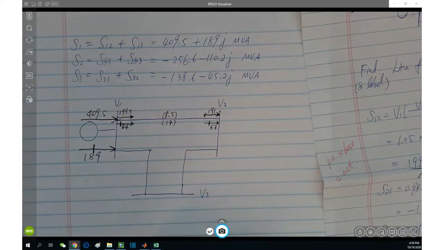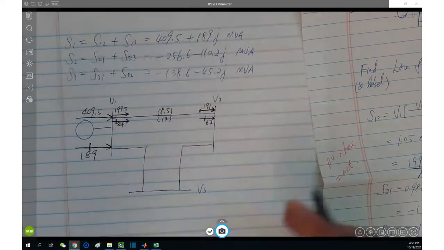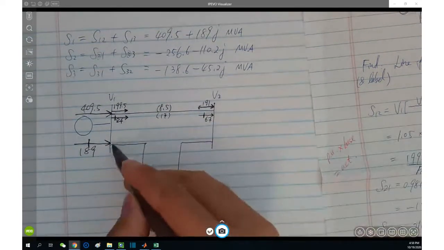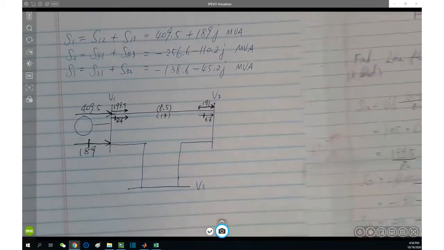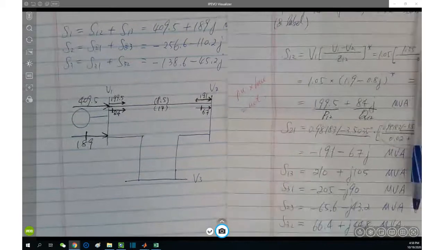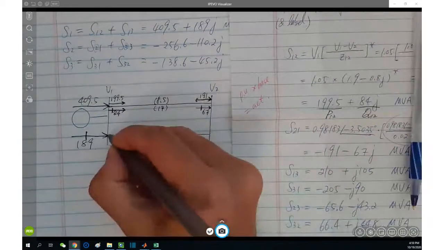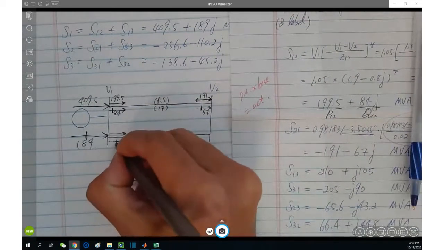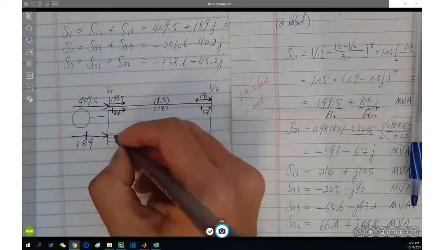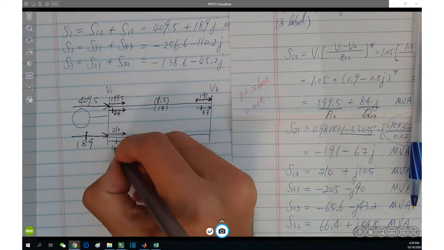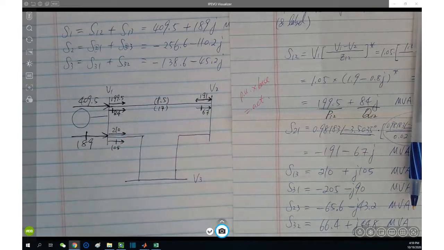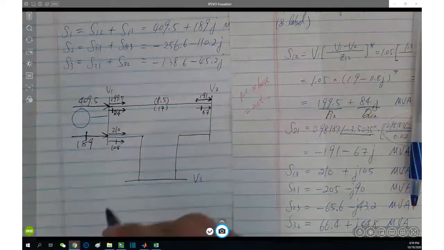All right, let's see the solution here. Basically, S13 should be here. Starting from bus 1 towards bus 3, according to the result, S13 is positive and positive: positive 210 as active power and positive 105 as reactive power. S31 is negative and negative.